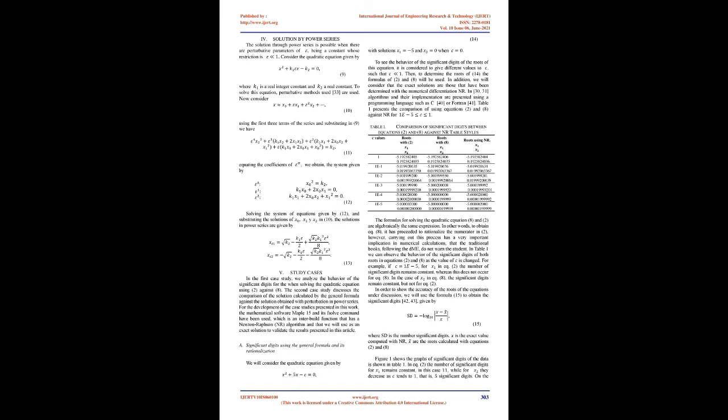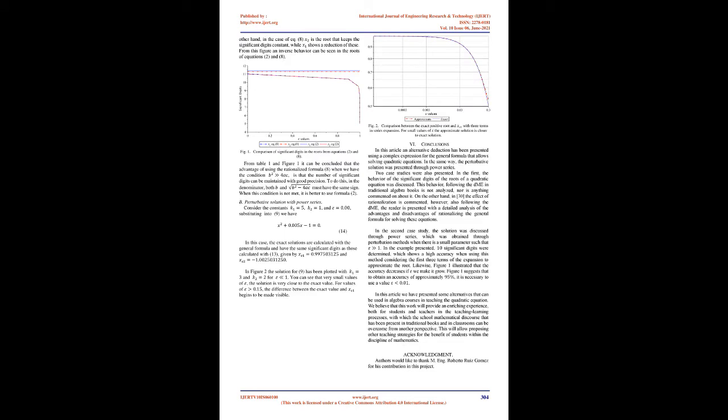On the other hand, in the case of EQ 8, the second root is the one that keeps the significant digits constant, while the first shows a reduction of these. From this figure an inverse behavior can be seen in the roots of equations 2 and 8. Fig 1. Comparison of significant digits in the roots from equations 2 and 8. From Table 1 and Figure 1 it can be concluded that the advantage of using the rationalized formula 8, when we have the condition 2 4, is that the number of significant digits can be maintained with good precision. To do this, in the denominator, both terms must have the same sign. When this condition is not met, it is better to use formula 2.